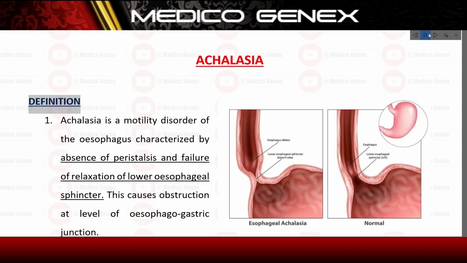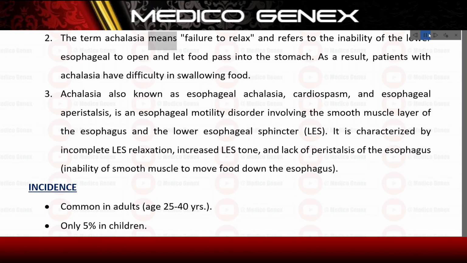Achalasia. Definition. Achalasia is a motility disorder of the oesophagus characterized by absence of peristalsis and failure of relaxation of lower oesophageal sphincter. This causes obstruction at level of oesophago-gastric junction. The term achalasia means failure to relax and refers to the inability of the lower esophageal sphincter to open and let food pass into the stomach. As a result, patients with achalasia have difficulty in swallowing food.